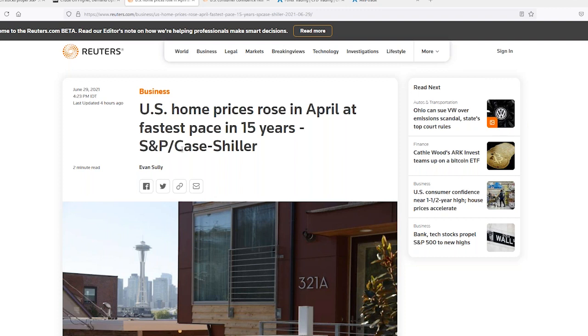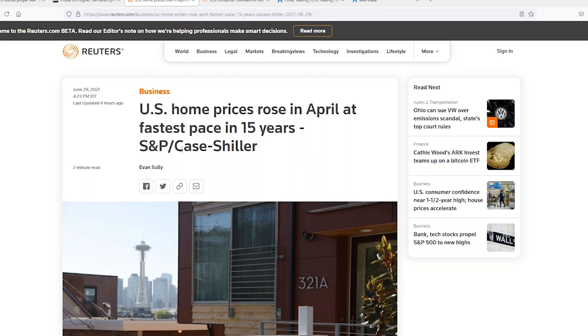House prices in the U.S. rose fastest pace in 15 years. What do you start to think of, though, when you see prices rising so fast? What type of fears creep in when you see house prices rise to a 15-year high so quickly? What's that called when prices rise maybe too fast? Hyperinflation, right? That's what's referred to as hyperinflation, when prices rise faster than you would typically expect, right?